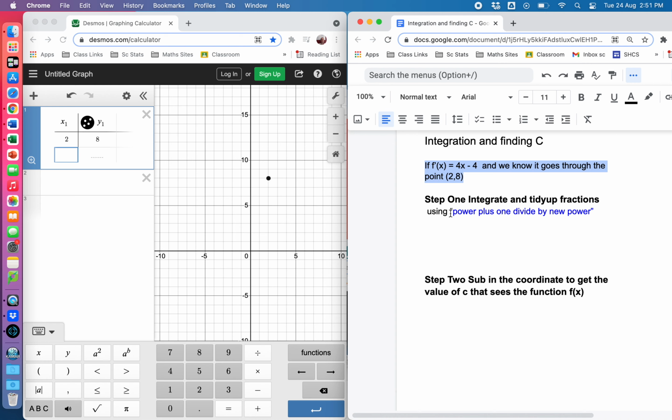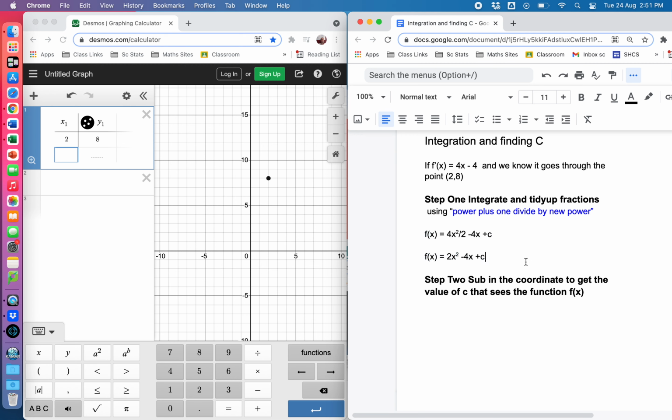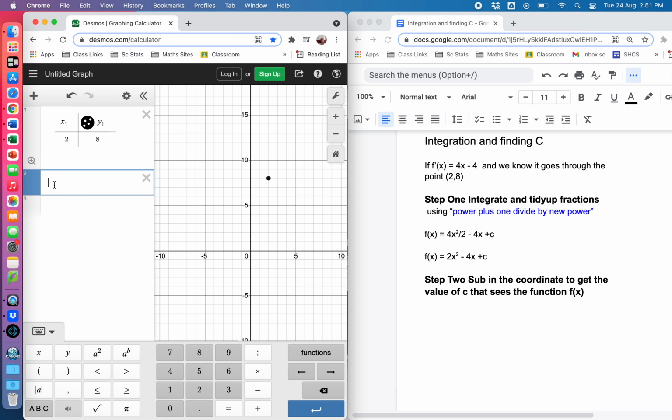Now, there's two steps. Step one is just what we practiced yesterday, and that is just to do the normal integration. We should add in, to be polite though, a plus c, and I'll give you the logic behind that, because if I go to here and I put in y equals 2x squared, that's a start, minus 4x, I get that.